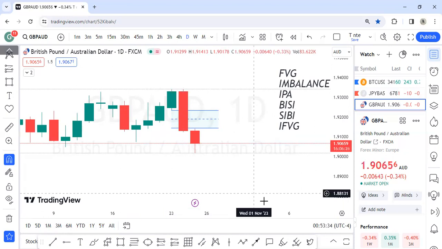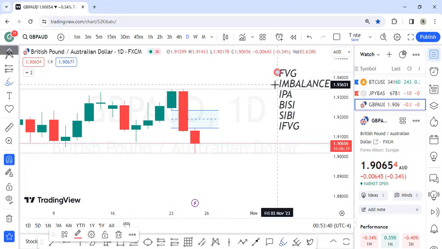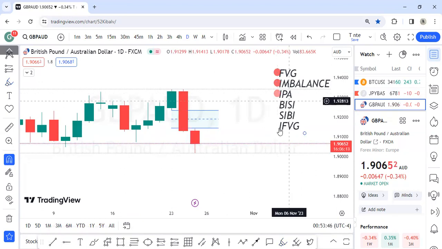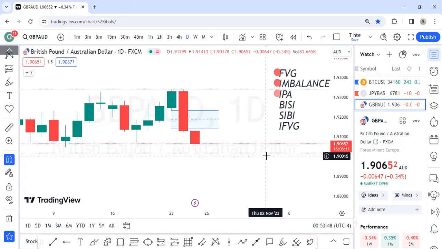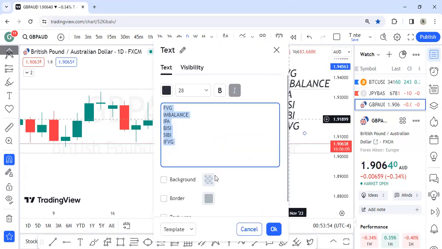The fair value gap, the imbalance, and the IPA all mean exactly the same thing. But the last few have different implications. Okay, I remember one now, let me quickly type that in. We have what we call the BPR, the balanced price range. So I have a BPR as well.